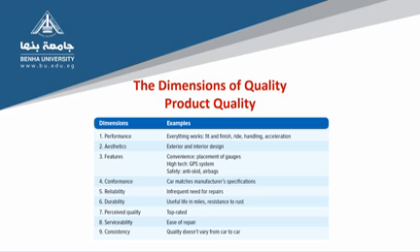Aesthetics: appearance, feel, smell, taste. Special features means extra characteristics. Conformance: how well a product corresponds to design specifications. Reliability means dependable performance. Durability means ability to perform over time.